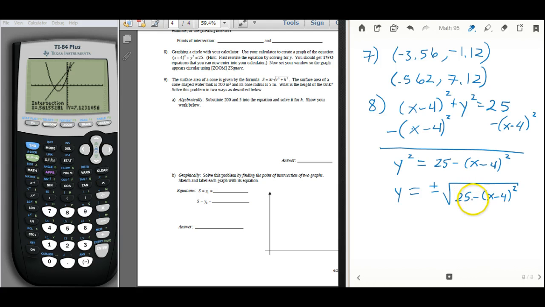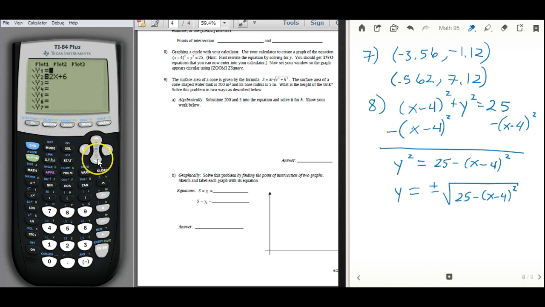Let's see. So now what I want to do is try to graph both of these equations because there's two of them, right? So let's go to y equals here. Let's clear out everything. So I get, first of all, square root 25 minus, make sure you use parentheses for grouping symbols, x minus 4 squared. Close the parenthesis for the radical. And now I go down and do the same exact thing, negative, not minus, square root 25 minus grouping symbols, x minus 4 squared. Close the radical parentheses, hit graph.